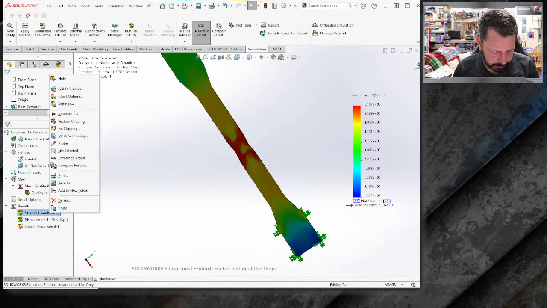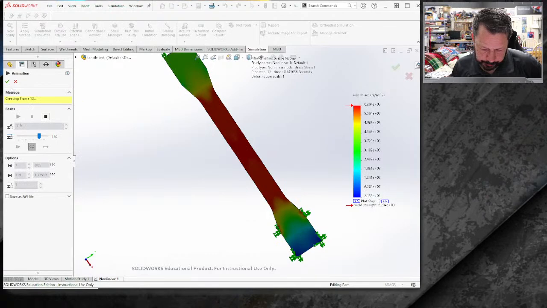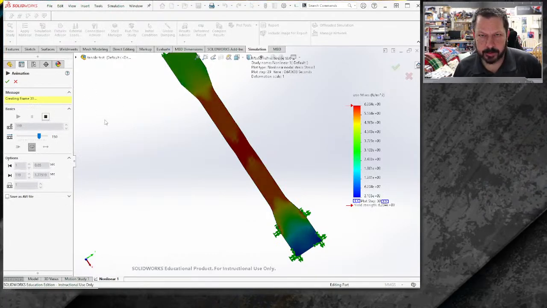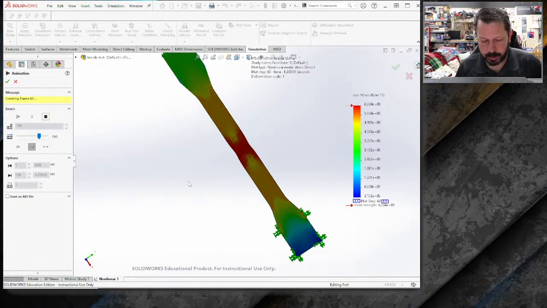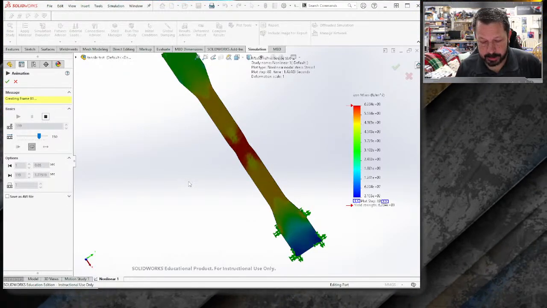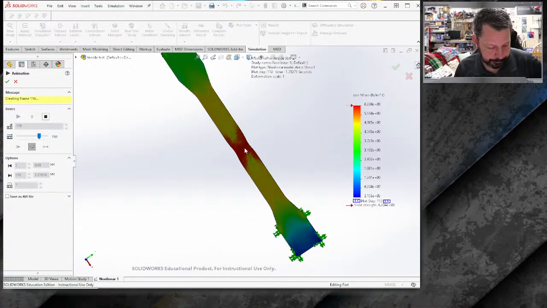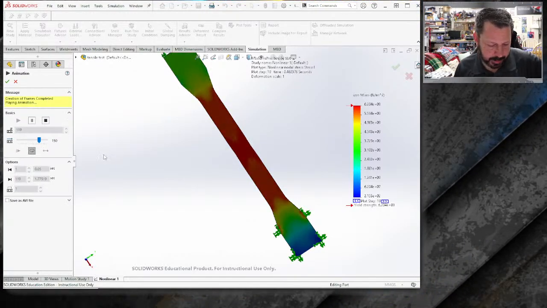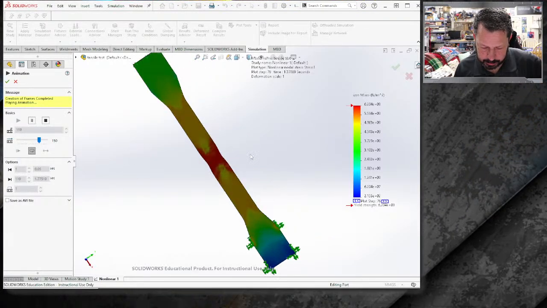Normally you can animate these. There we go, animate. So now it's going to go through all those 114 iterations, and we can animate it and kind of watch it happen more. It must have gotten to the point where the stress got so high here that it would have broken in real life. Normally there's a little bit more of a neck that happens, but you can kind of see the necking there.